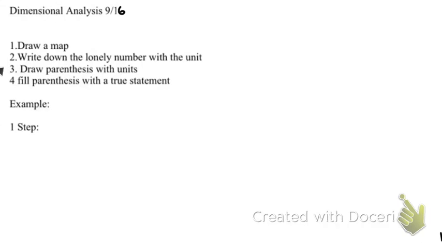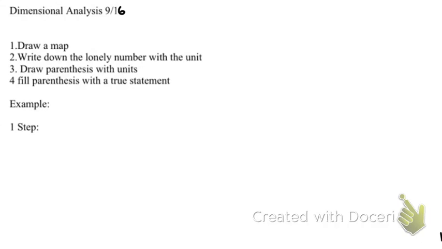Step 1 is draw a map. Step 2 is write down the lonely number with the unit. Step 3 is draw parentheses with units. Step 4 is fill parentheses with a true statement. I'm going to give you a minute to write down those steps. Go ahead and pause your video so that you can write down those steps.